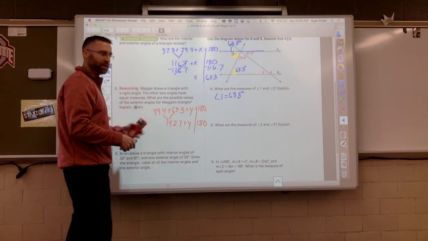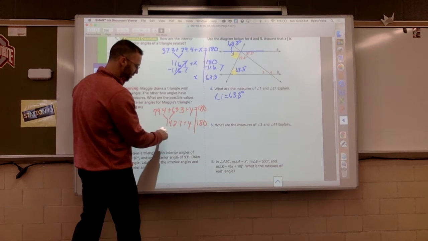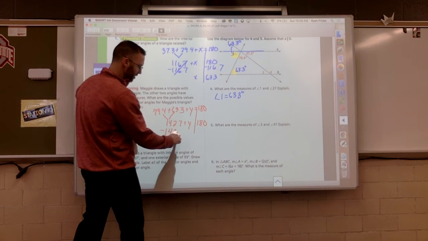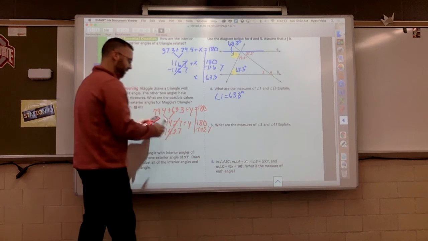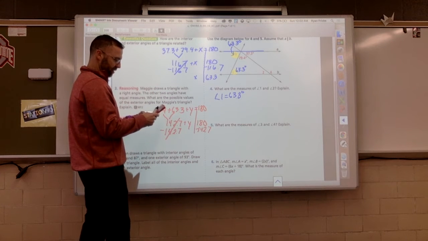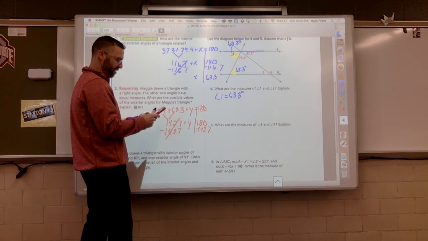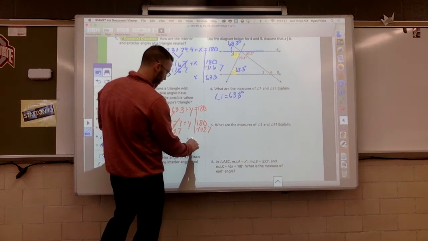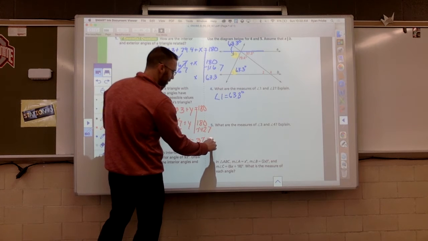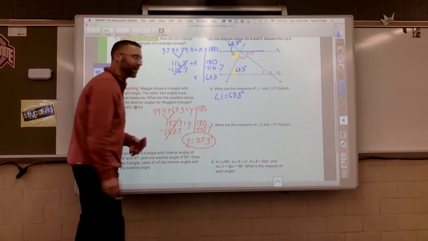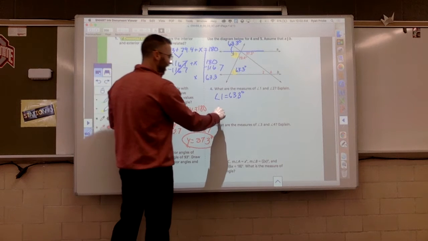We're almost there. Next step, isolate the variable, get rid of this 142.7. Go to the handy dandy little calculator, 180 minus 142.7. Bingo, 37.3. Oh my goodness, I wonder why it came out to be that way.